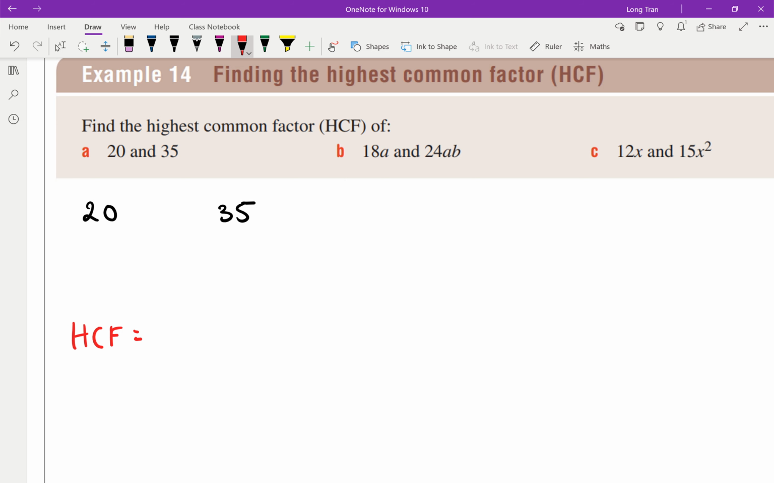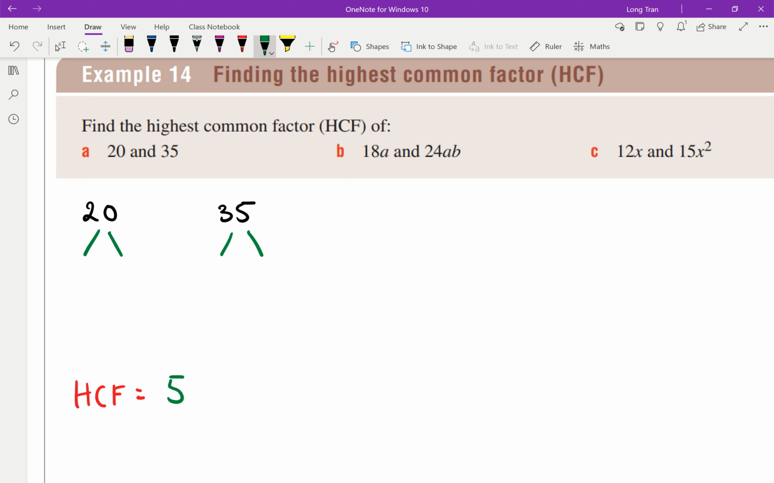The best way to do it is to break it up into their factors. Some of you who are really fast with your times tables, you should be able to tell me what's the highest common factor of 20 and 35? 5. Very good. So those who can say 5, great. Fantastic. For those who didn't know, what you have to do is write all the factors of 20 and 35.